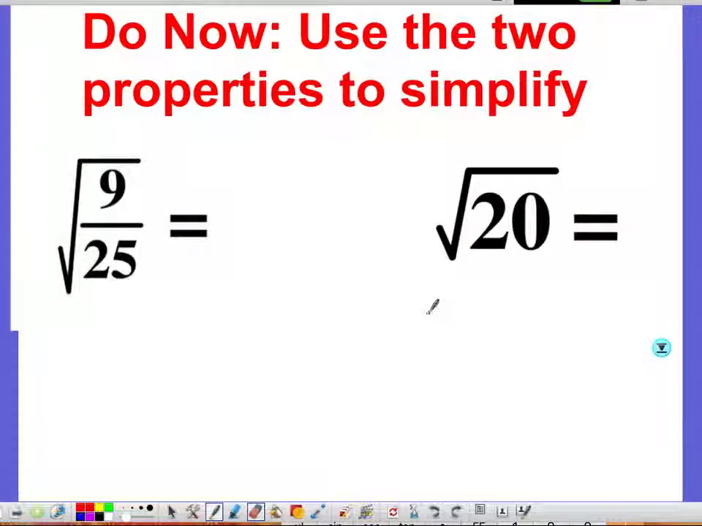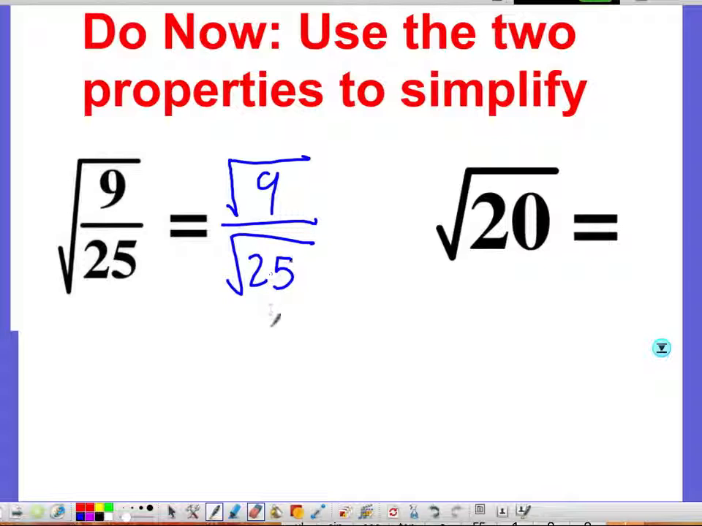Okay, so how are we going to use these properties? Well, first of all, let's take a look at the square root of 9 over 25. What we want to do is simplify this. Here we have just one square root. What we want to do is separate this into 2 square roots, a square root in the numerator and the square root in the denominator. What goes in the numerator is the number that is on top, that's 9, and in the bottom is going to be 25.